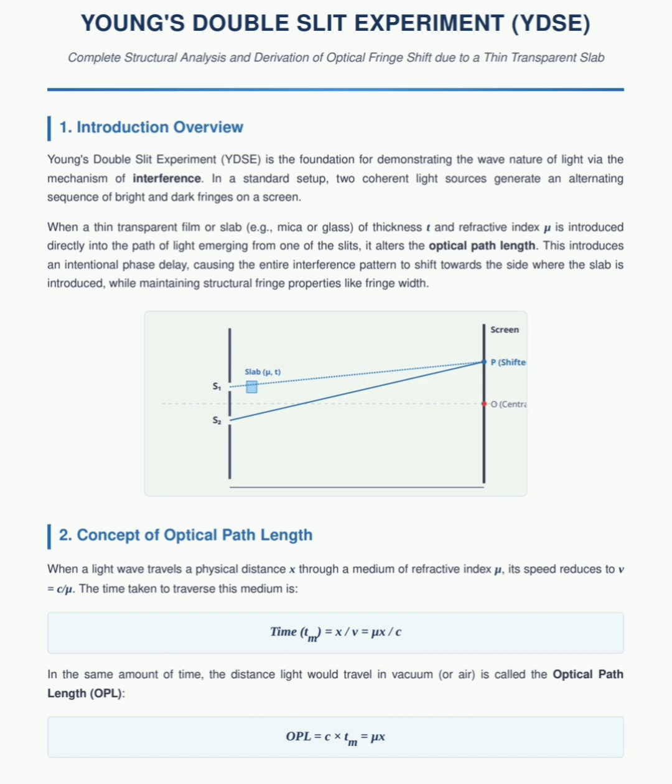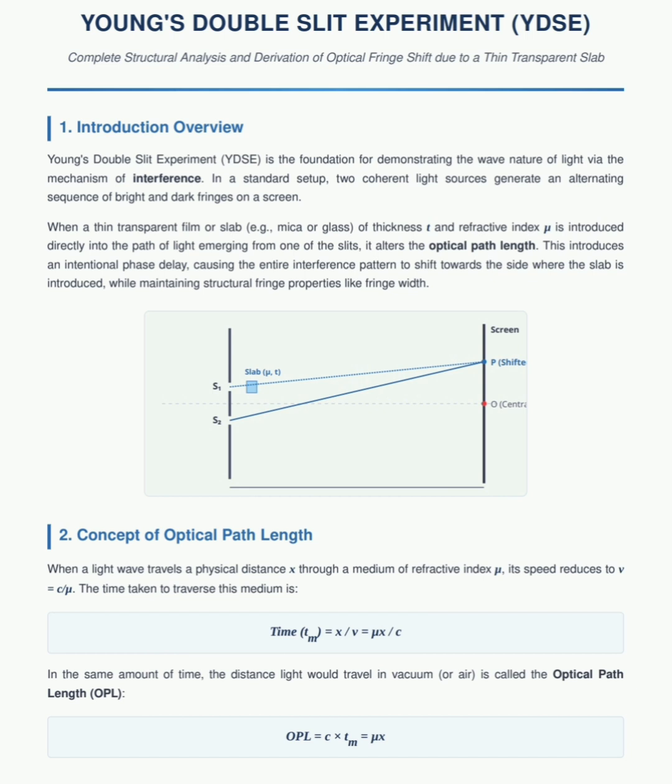Now today I shall discuss the complete structural analysis and derivation of optical fringe shift due to a thin transparent slab in case of Young's double slit experiment. Now you know Young's double slit experiment is the foundation for demonstrating the wave nature of light via interference phenomena. In this standard setup there are two coherent light sources which generate an alternating sequence of bright and dark fringes on the screen.